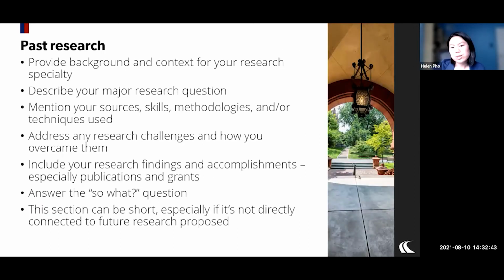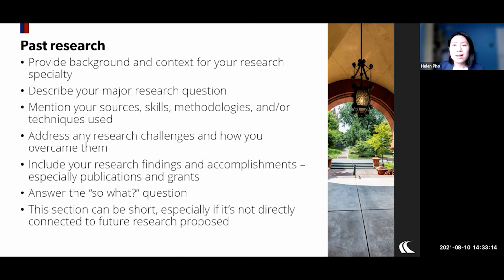So usually after a summary, it's good to talk about your past research, where you provide some context and background for your research specialty. So it's important to situate your research into a broader field, to explain, here's why this research is important, and here's where it sits in your broader field. You'll want to describe your major research question, talk about your sources, your skills, methodologies, and techniques that are used.